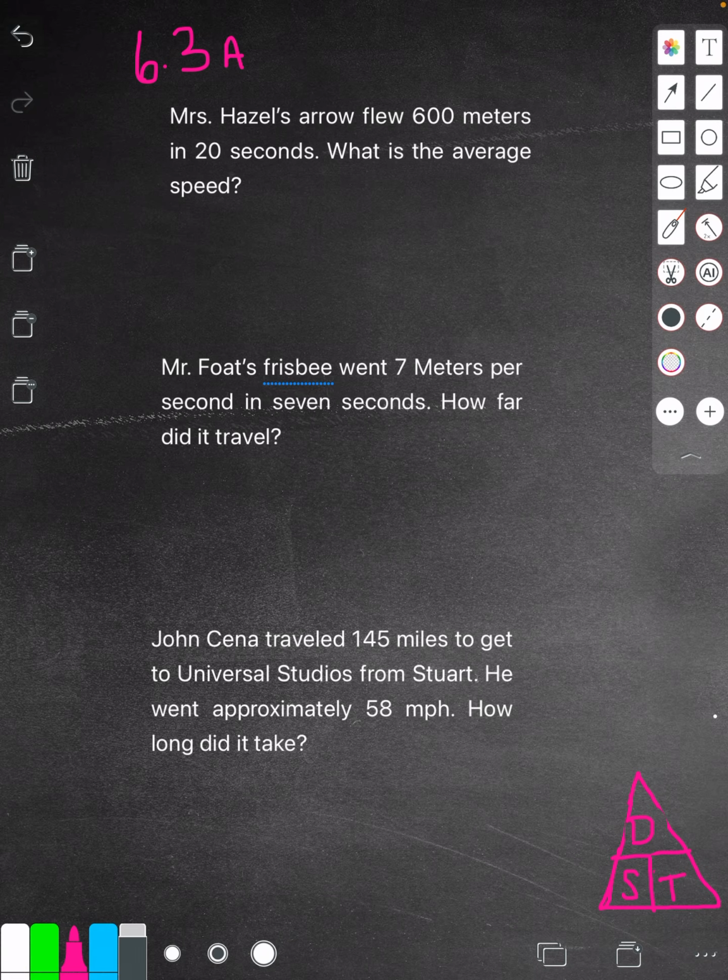The first problem up at the top says Mrs. Hazel's arrow flew 600 meters in 20 seconds. What is the average speed?